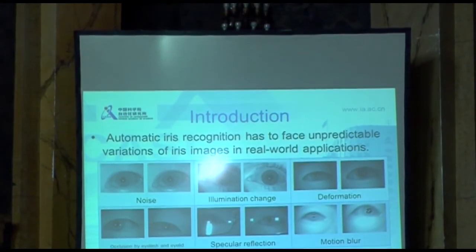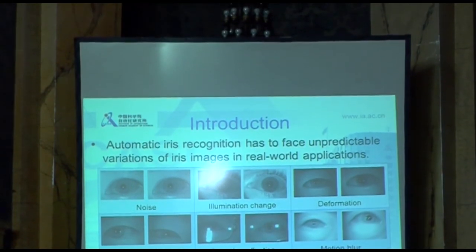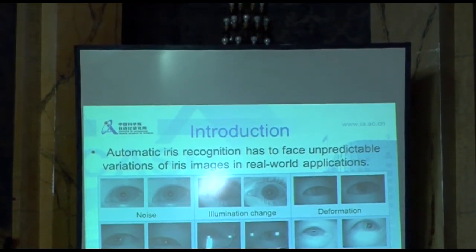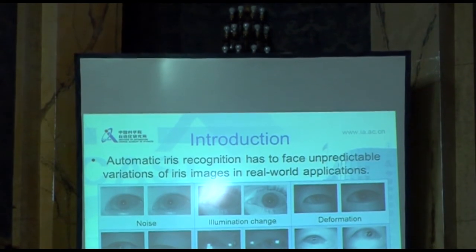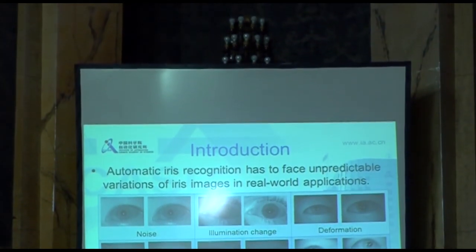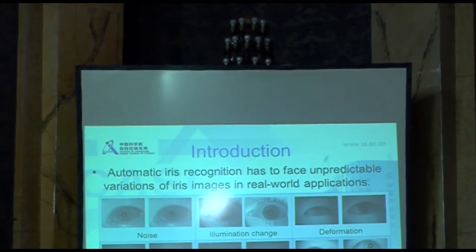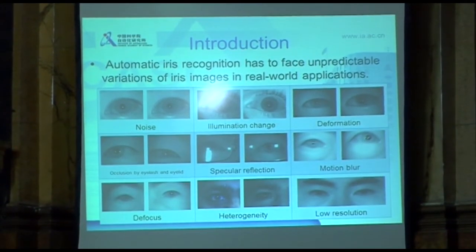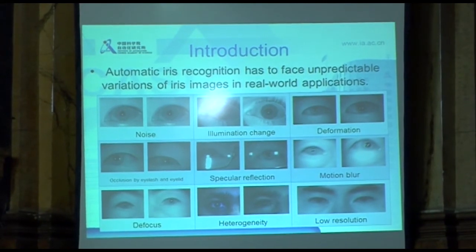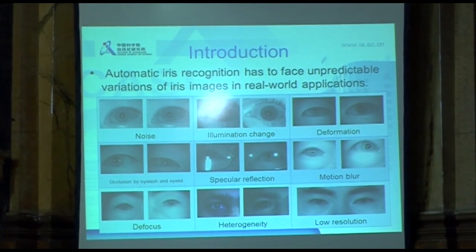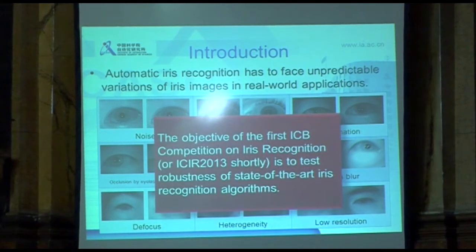As we know, captured iris images are highly different because of noise, illumination change, deformation, occlusions, and so on. So, the unpredictable variance of iris images brings a great challenge to automatic iris recognition in real-world applications. The goal of the first ICB competition on iris recognition is to test the robustness of state-of-the-art iris recognition algorithms.